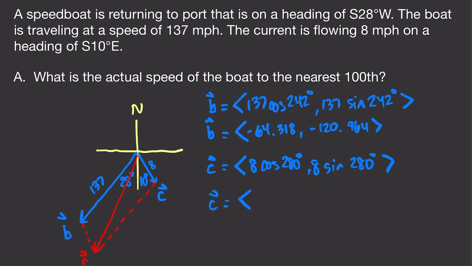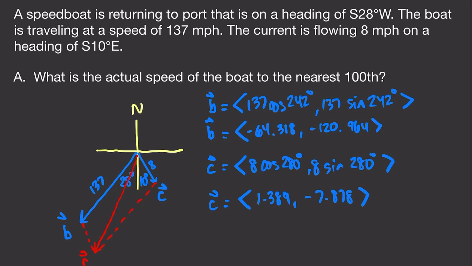So I got 1.389 and negative 7.878, which again should make sense, because if you notice the current vector, that's in the fourth quadrant. So you want an x value that's positive and a y value that's negative. So yeah, that one works out.